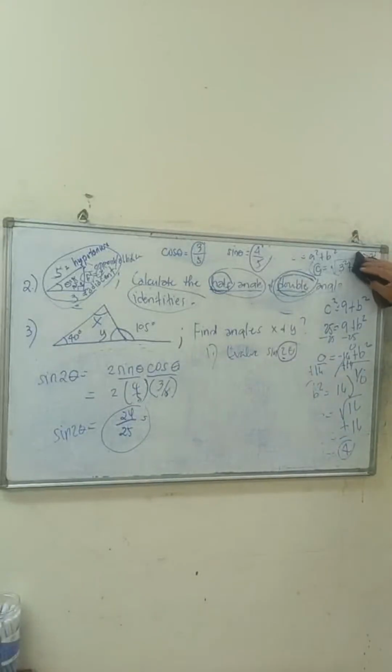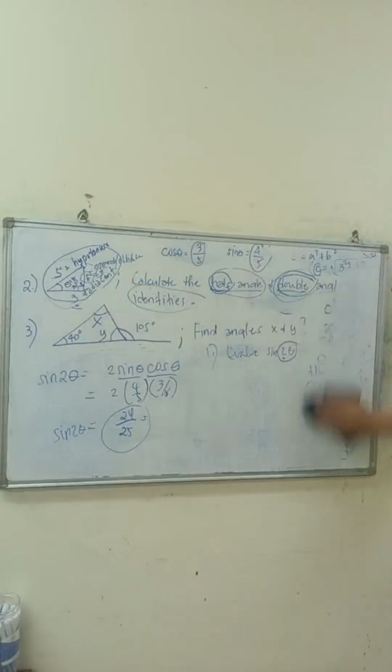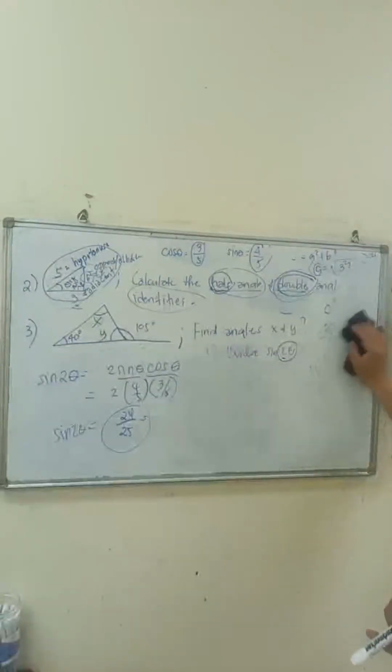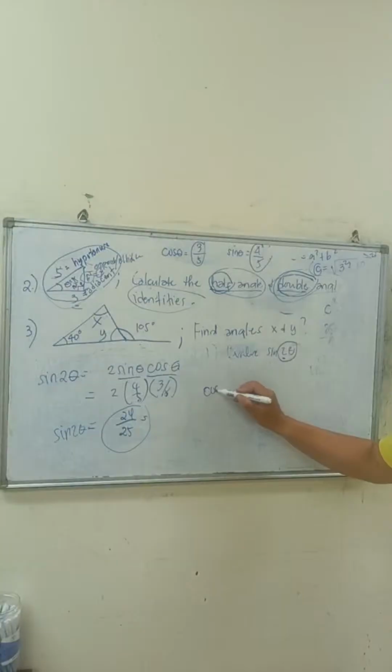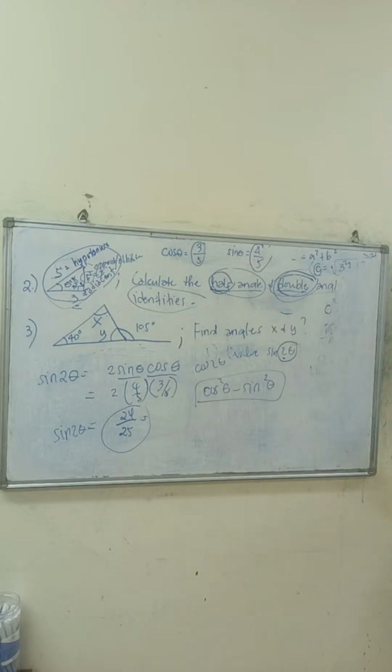Okay. See, that is the answer for sine of two theta. How about cosine of two theta? You need to do this: cosine squared theta minus sine squared theta. Subtract this. This is the value of cosine of two theta. Take note, guys. If you reverse this, sine squared theta minus cosine squared theta, that is not correct.